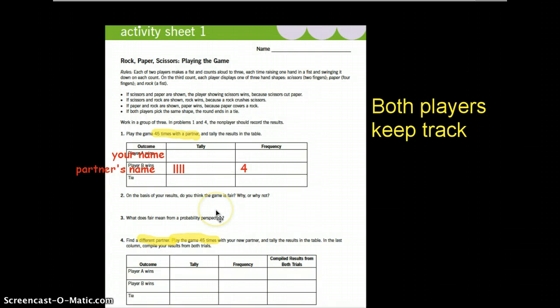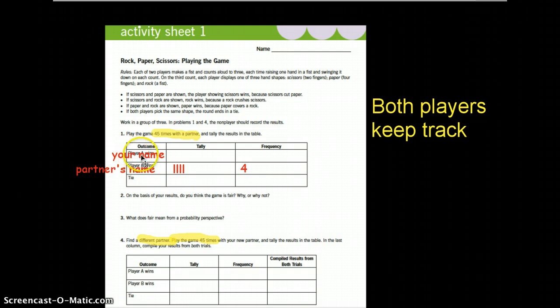On your packet, the first page you should see is activity sheet 1. We're going to test experimental and theoretical probability by playing rock, paper, scissors. Before you get started, make sure your name is on it, and read the instructions on how to play rock, paper, scissors if you don't know how. When you're playing the game, it's 45 times with a partner. So the total tallies you should have is 45, and after you add up all the frequencies, it should total 45.